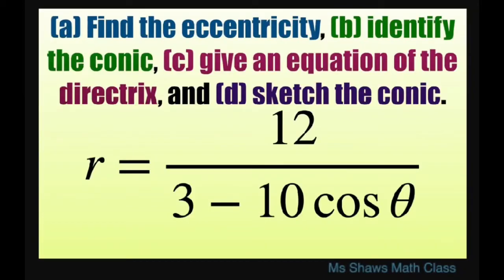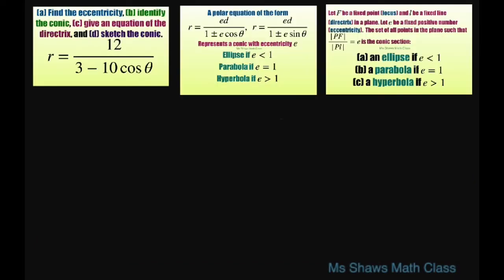Hi everyone, we have r equals 12 divided by 3 minus 10 cosine of theta. We're going to find the eccentricity, identify the conic, give an equation of the directrix, and sketch the conic. Looking at this form, we have negative e cosine of theta. That gives us a hint.